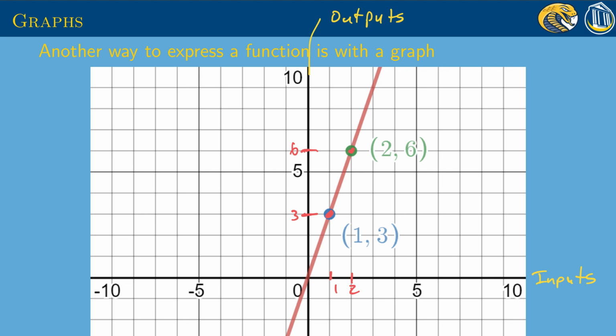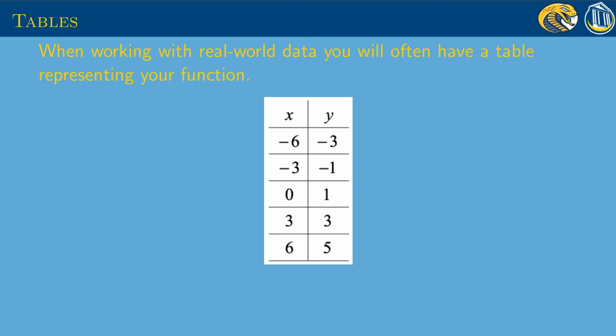If we look at all the points that satisfy the same condition, we can see that this line represents the same function we were looking at before. It takes in our input and triples it. When we're working with real-world data, we'll often have a table representing a function. Now we'll notice this is a different function than before. It does not take in our input and triple it. However, we could still represent this as an equation or as a graph if we plotted all of these points.